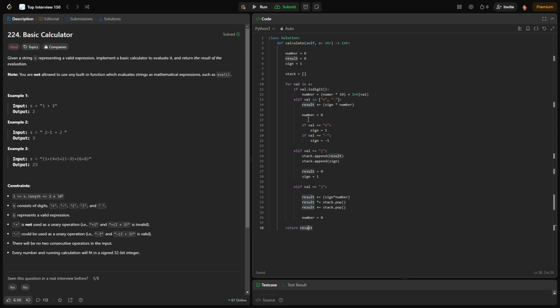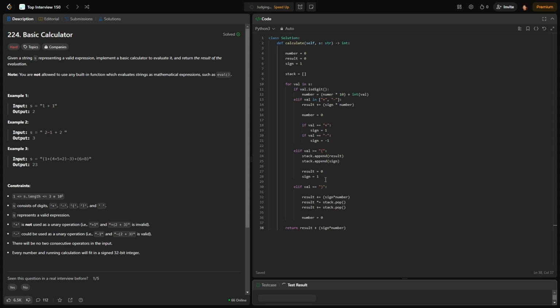But there was one more edge case we have to handle. In case there is no bracket, like in the first case, 1 plus 1, that last number would not be added using our current stack. So we have to do result plus equal to sign multiplied by our number. Now let us try to run our code.